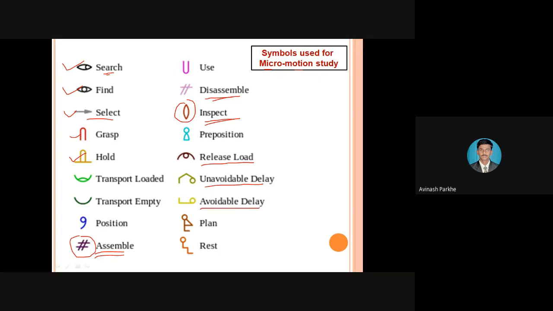Then there is avoidable delay, that means if I have to change the tool, I will remove the first tool and attach the second tool. Such delays are called avoidable. Then plan and rest position can be represented using these symbols. So these are the different symbols used in the micro motion study, in which the movements by the left hand and the right hand can be represented.